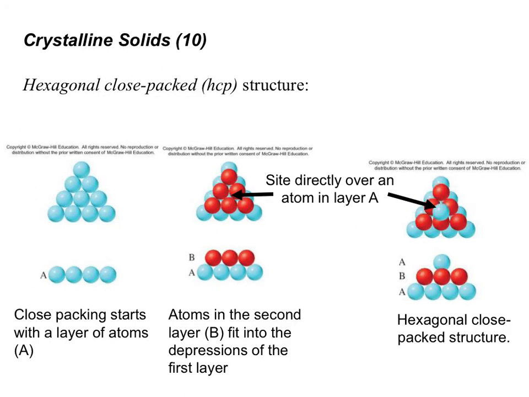A different type of packing is the hexagonal close-packed structure, or HCP structure. Here, the packing starts with a layer of atoms in which a second layer is fitted into the depressions of the first layer. The third layer then gets placed directly on top of the first layer, so that you end up with an ABA structure. This is a hexagonal close-packed structure.